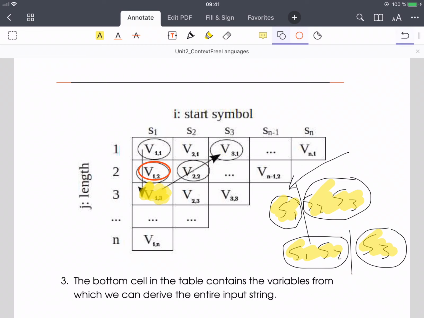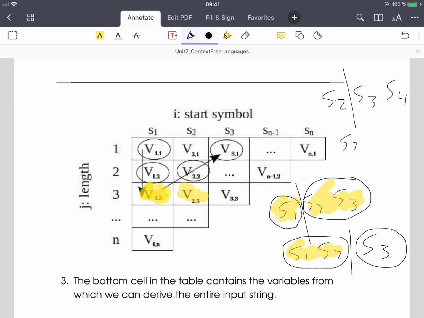Okay, let's see what happens with the second cell on this row, this one here. It's exactly the same. Now we are generating S2, S3, S4, so we can divide the word into S2 and then S3, S4, or S2, S3, and then S4. Okay?